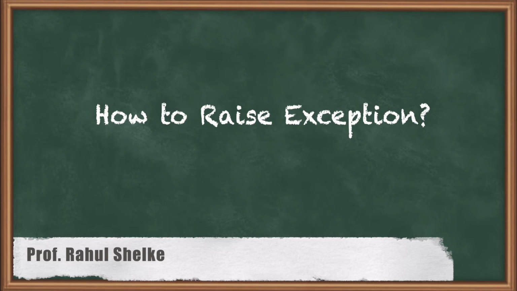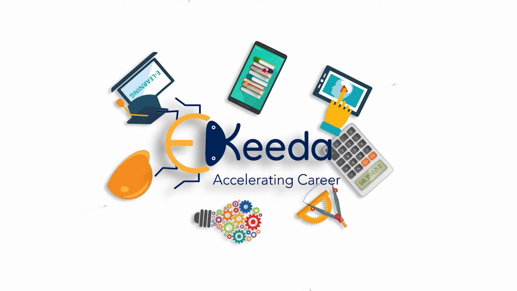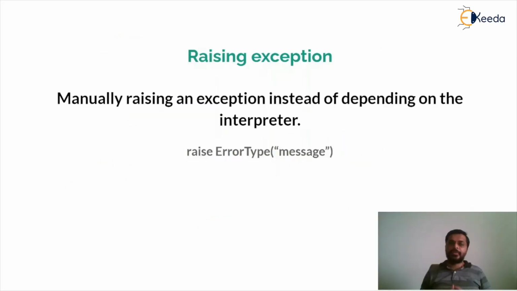The answer is yes. But what does raising an exception mean? It means manually raising an exception instead of depending on the interpreter. For raising an exception, we have to use the raise keyword and the type of error, or the class of the error, which we want to raise, and the message that we want to display to the user should be passed as a value to that class.